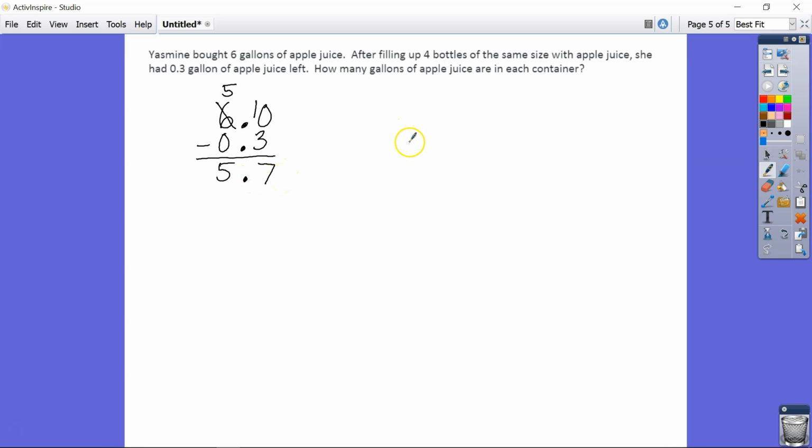How many containers did she have? She had 4. So we're going to take this number and divide it by 4 to find out each gallon. 5 and 7/10 divided by 4. We know that it's 1 whole gallon in each jug, and she had 1 gallon remaining, and still 7/10 remaining. So we can turn that 1 gallon and 7/10 into 17/10. So our regrouping, right? We regroup that 1 gallon as 10/10 of a gallon.